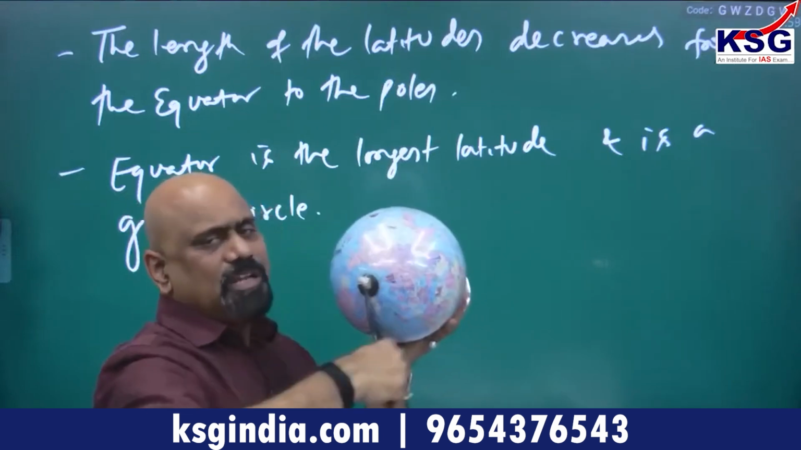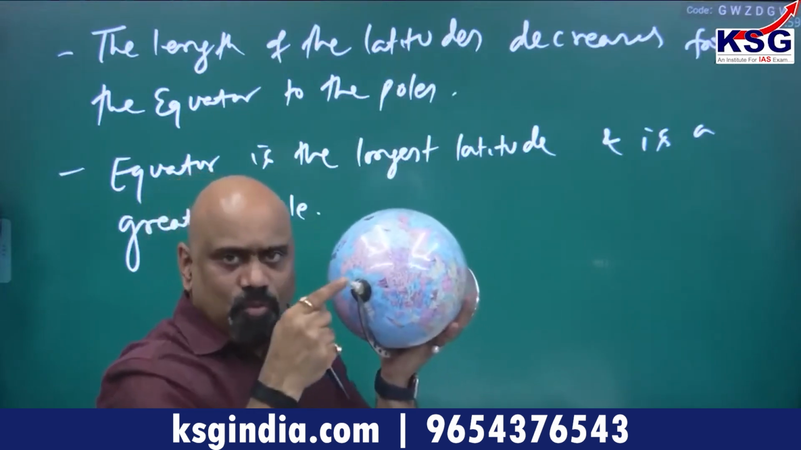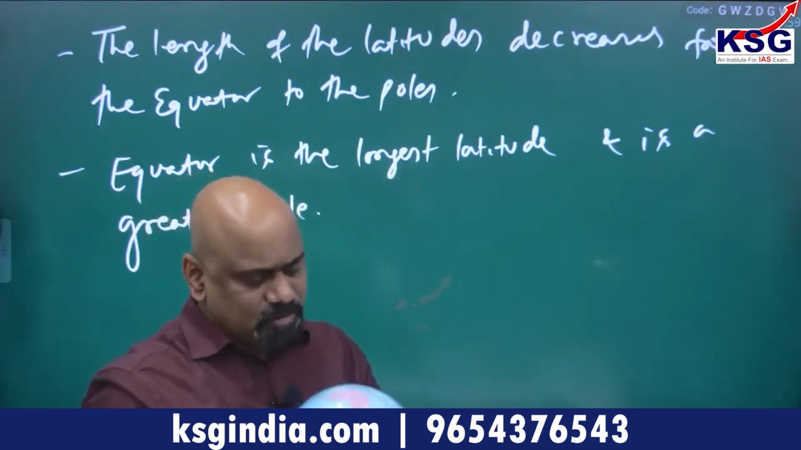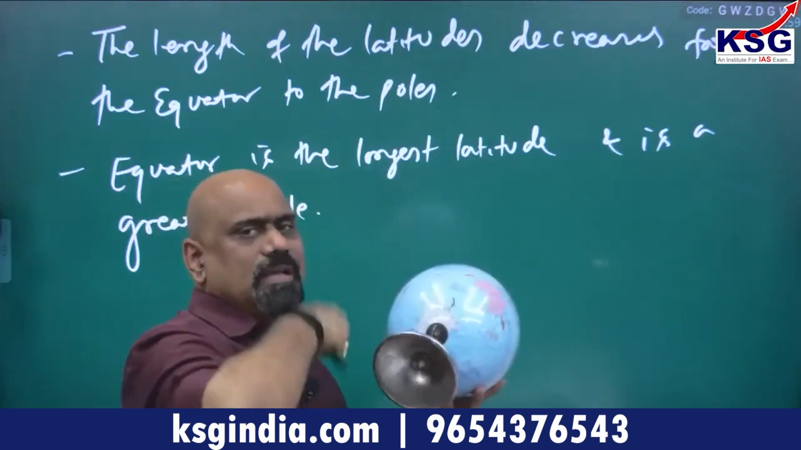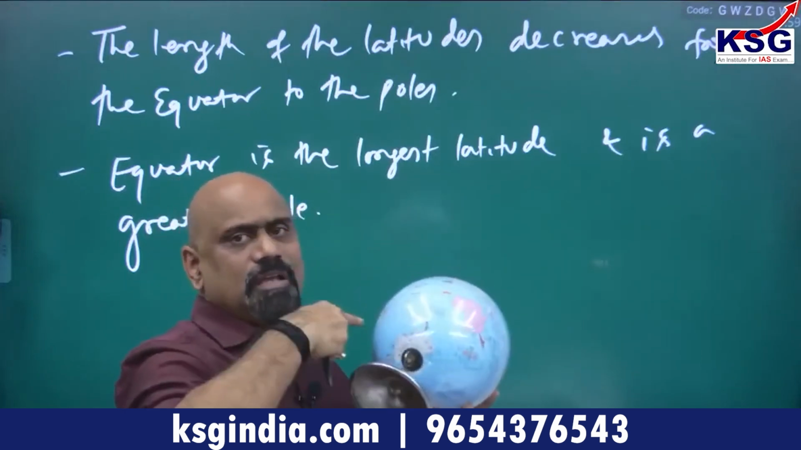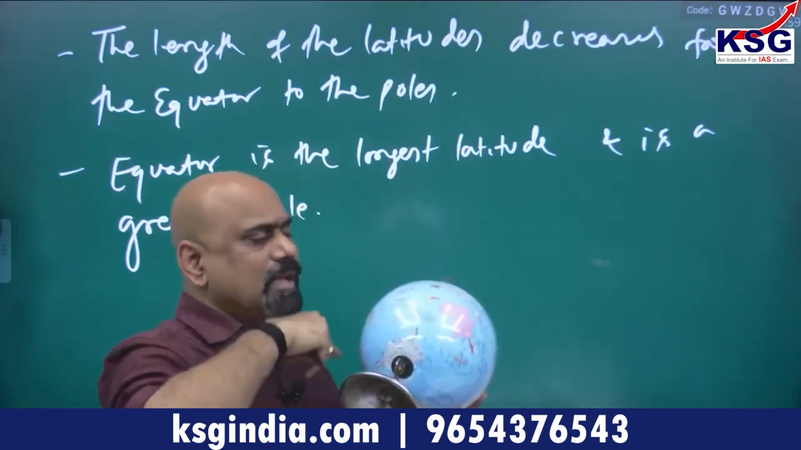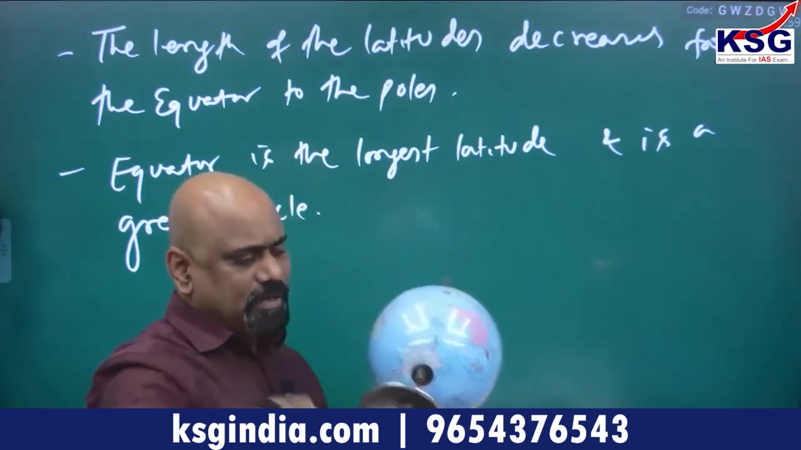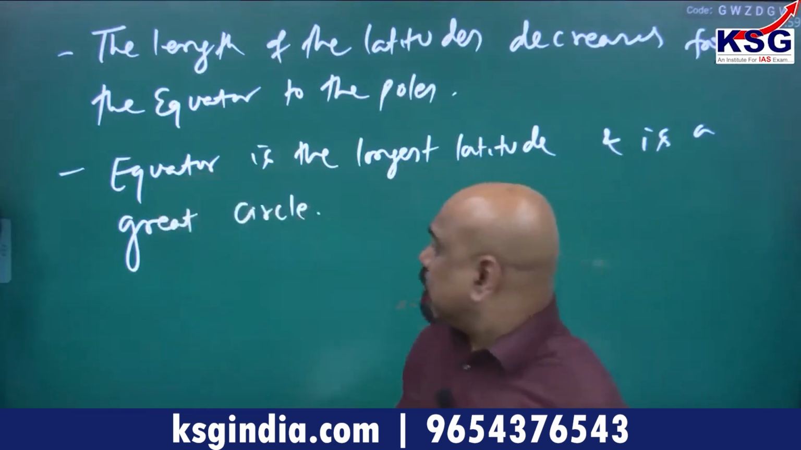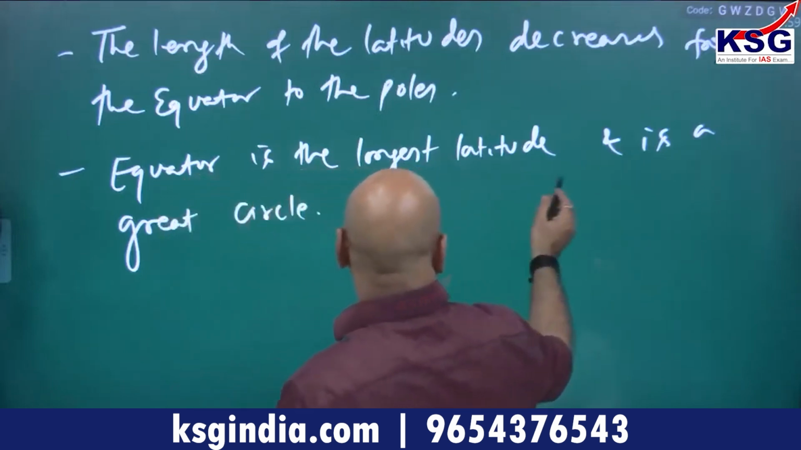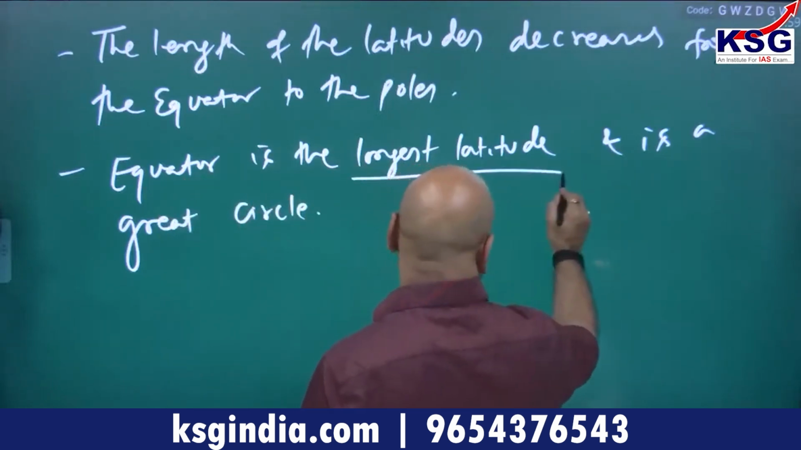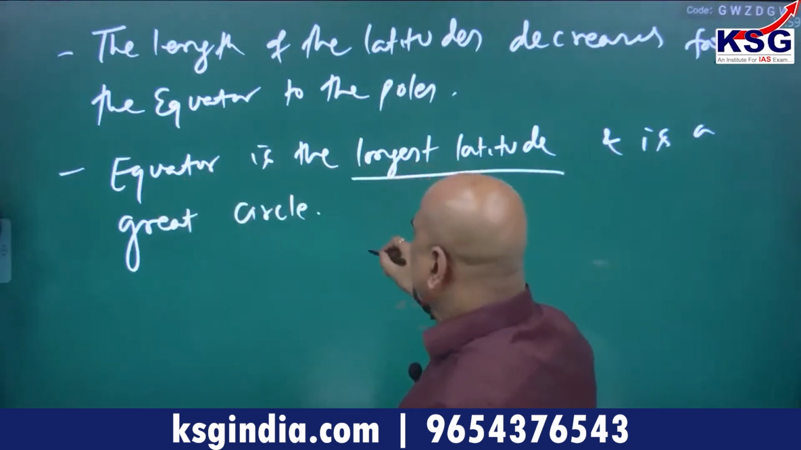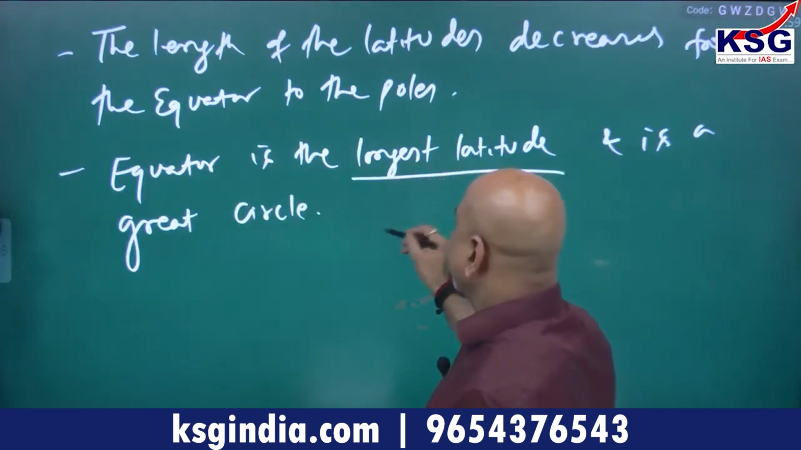Length of the latitude gradually decreases and finally the pole is a point. This side also is the equator, longest. I can say this is the circumference of the earth, almost. So the equator is the longest latitude, and it is a great circle.